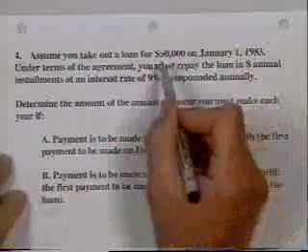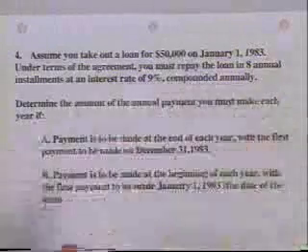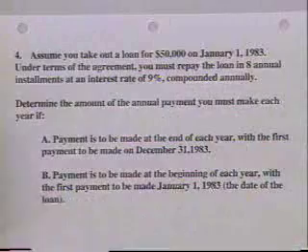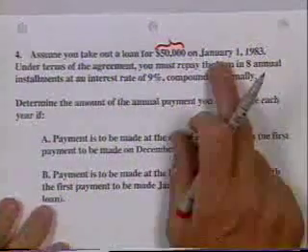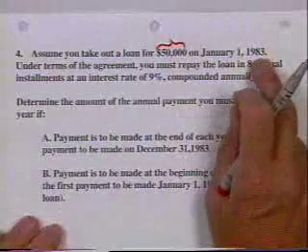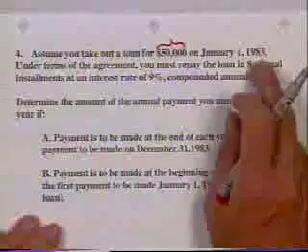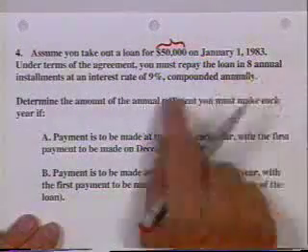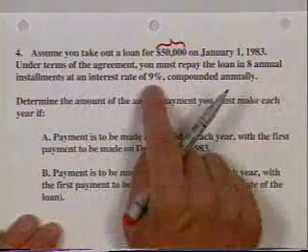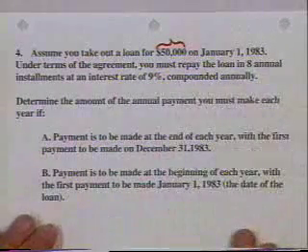Number 4. Assume you take out a loan, so the present value or the amount of the loan is $50,000. And this loan is taken out on January 1st, 1983. Under the terms of the agreement, you must repay the loan in 8 annual equal installments at an annual interest rate of 9%. Again, everything compounded annually.